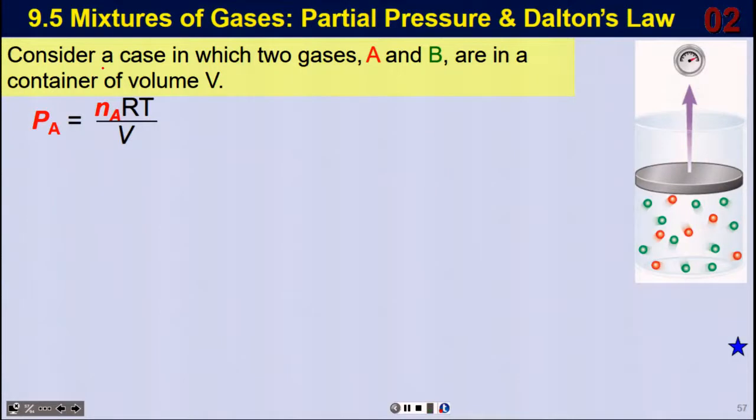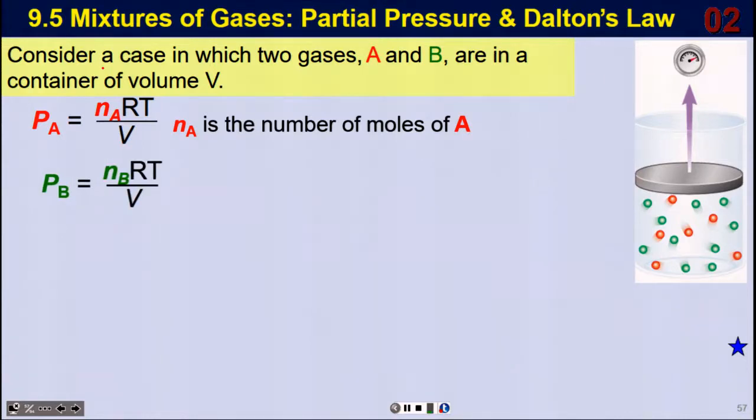Now, let's do another way of thinking about these. Consider a case where you have two gases A and B in a container of volume V, like we showed in the previous example. And n sub A is the number of moles of gas A. And the pressure of B is going to be the number of moles of B times R times T divided by V. So it's this pressure, volume, and temperature relationship from the ideal gas law, but n sub A and n sub B are referring to the moles of the two components in that container.